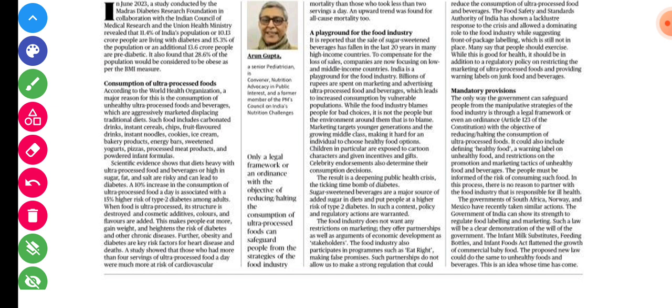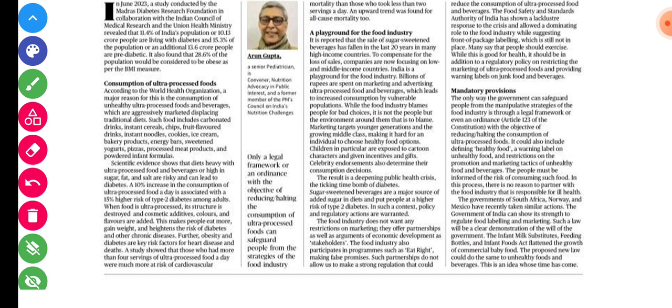There is one more cause behind the diabetic condition: beverages that are high in sugar, fat, and salt, which is found in food processing in Indian food products. A 10% increase in the consumption of ultra processed food a day is associated with a 15% higher risk of type 2 diabetes among adults, and more than 50% of the diabetic condition in old age persons.